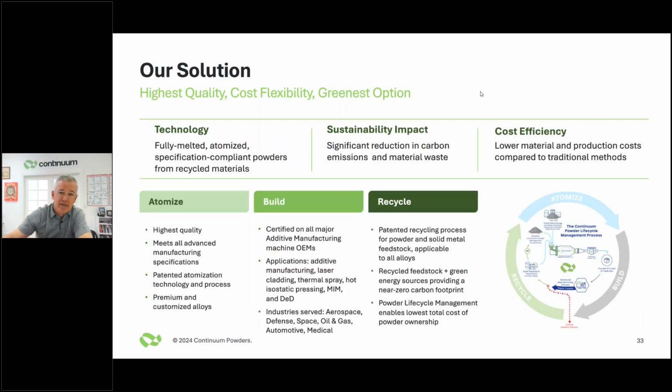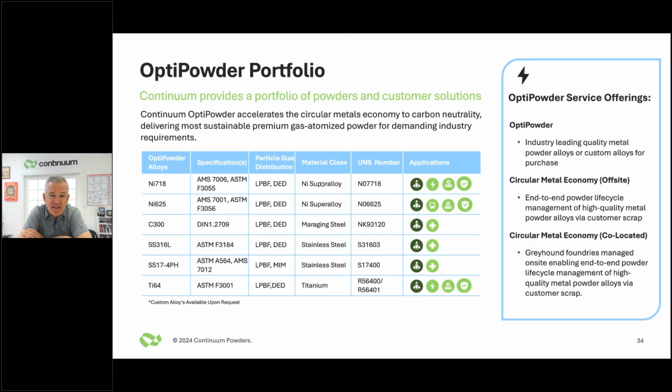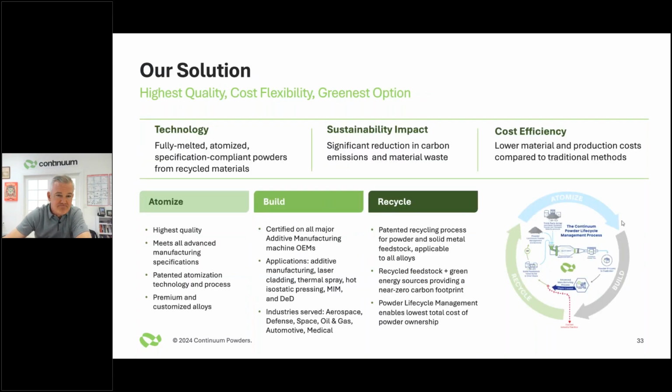Yep, looks like we're moving around a little bit here. So if you look at how we achieve that, it's very simply... perfect. Let's stay here on the solution slide. So look at how we achieve that.